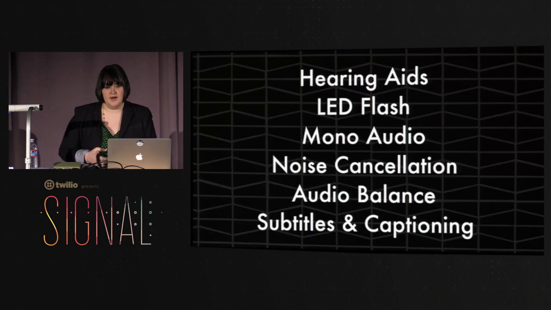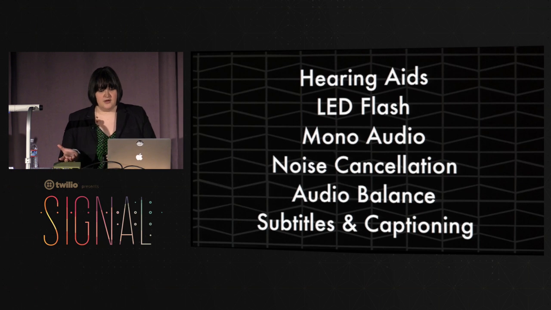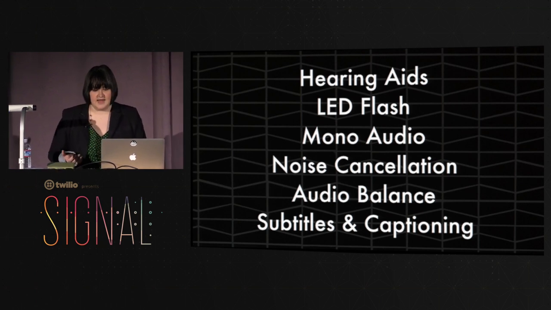For users with hearing impairments, Apple have provided things like, they're very cool, Made for iPhone hearing aids, so you can actually control your hearing aid with your phone. There's the LED flash, which quite a few people have actually turned on. There's mono audio, noise cancellation, audio balance, and subtitles and captioning.